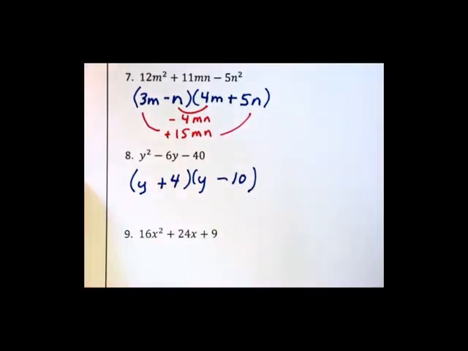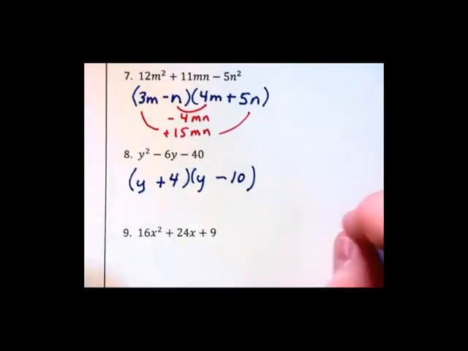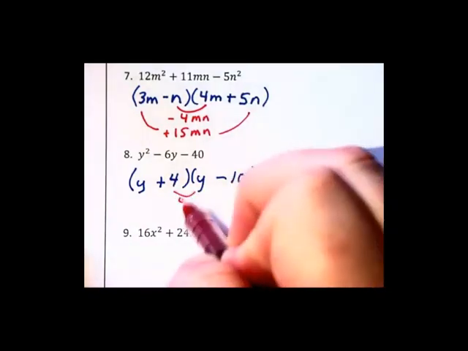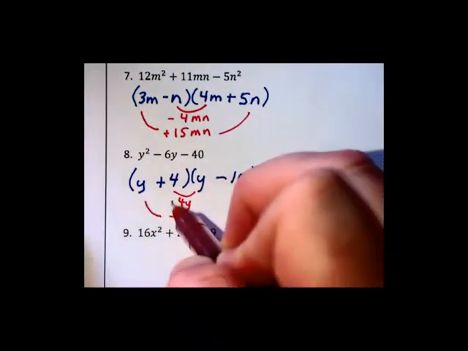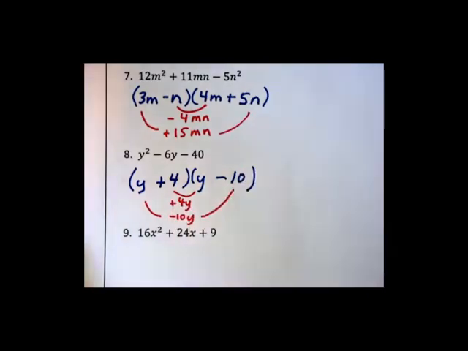And I'm just double checking F, O, I, and L in my head. If you want to write out the 4y there and the minus 10y there, that's a good habit to get into as you're checking your work.